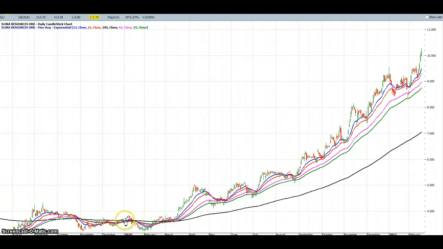So your longer term moving average will be a stronger sort of level. So this one here is a 195 day. The actual figures are up here. So the black one's a 195. The pink one is 41. 55 is the green. 21 is the red. 13 is the blue. Those numbers are Fibonacci numbers, and these are actually exponential moving averages.